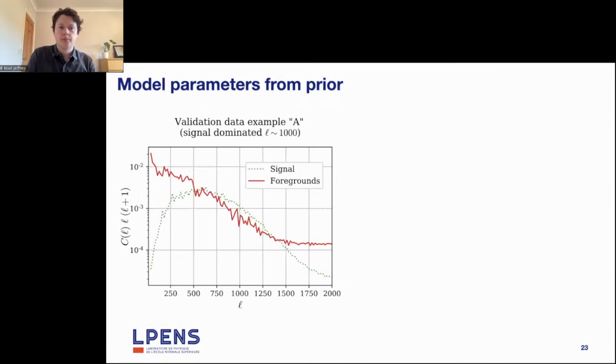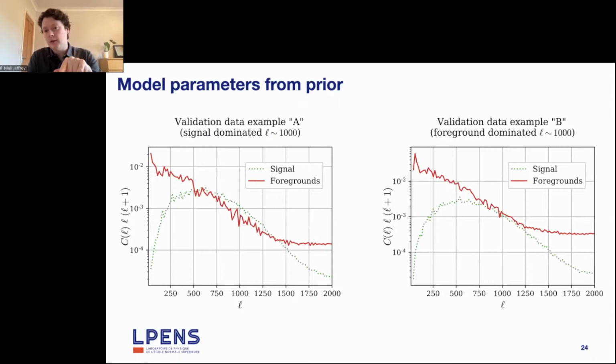So these are the power spectra of two examples of our training data. In the first case, validation data A, you can see the power spectrum of the foreground and the power spectrum of the signal, and above L of 1000 you can see that the signal is dominating. In the second example, because we have uncertainty in the foregrounds and the signals themselves are drawn from some distribution, the foregrounds dominate in this particular example.